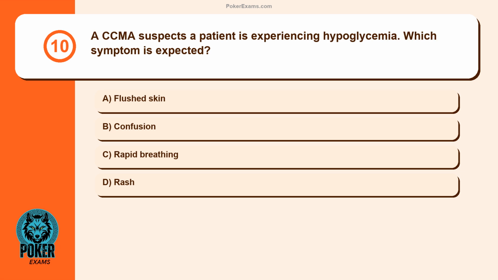Question 10. A CCMA suspects a patient is experiencing hypoglycemia. Which symptom is expected? Flushed skin, confusion, rapid breathing, rash.